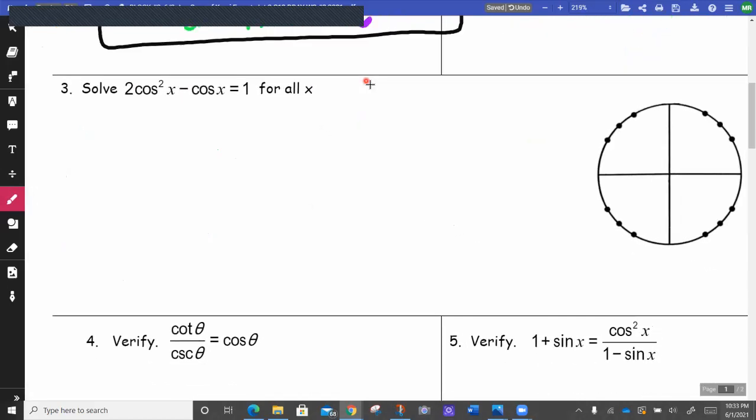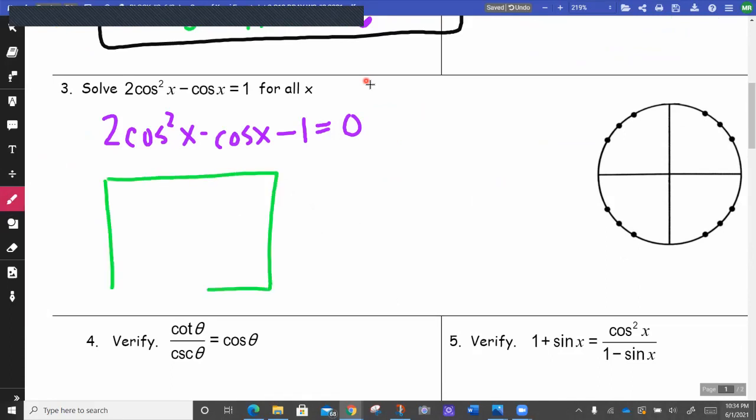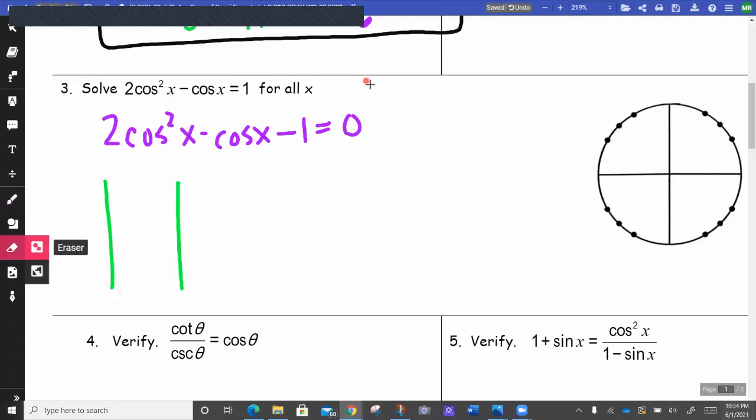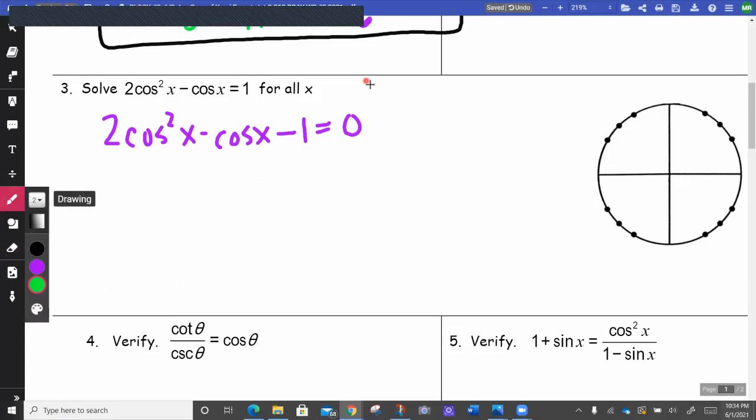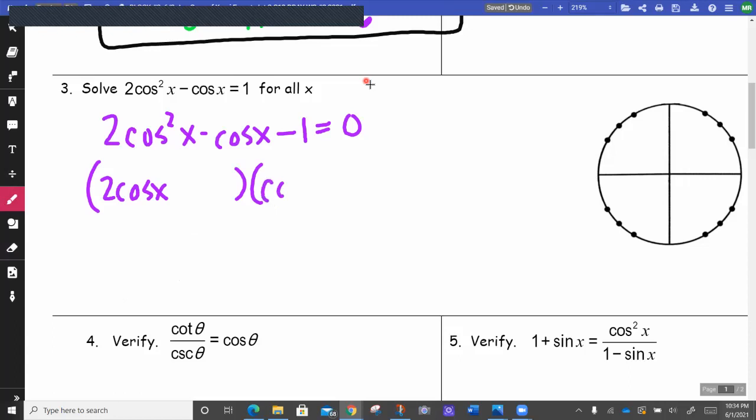On number 3, this one I'm going to get equal to 0 first, because I have a cosine squared x and a cosine x. So I need to get the -1 here equals 0, and then I'm going to factor. So if you need to, you can factor doing a box to diamond, okay? But I think we could probably do this just straight. But if you need to do the box to diamond, do a box to diamond. So I'm going to have a 2 cosine x and a cosine x. That's how I'm getting the front, this 2 cosine squared x, okay?